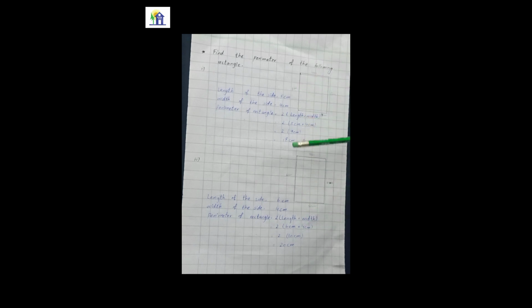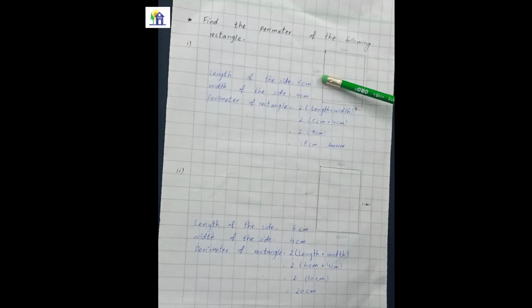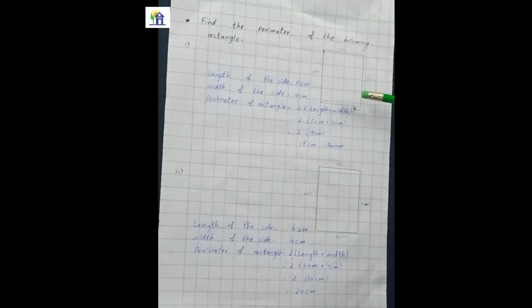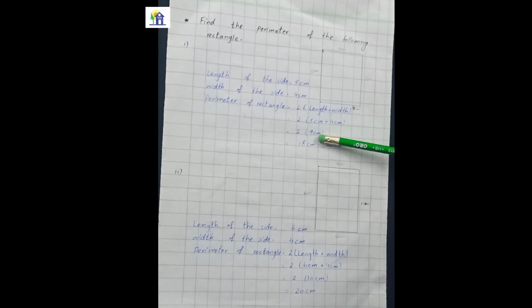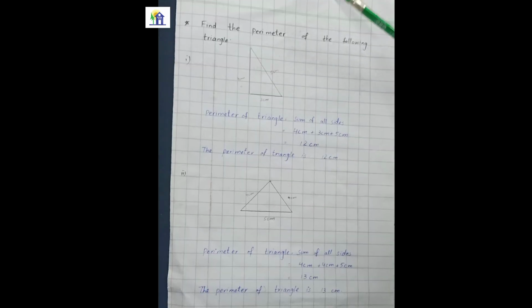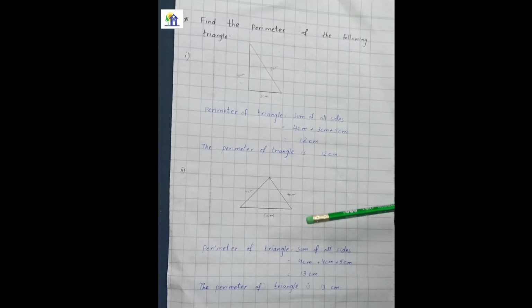You can solve this question the same way. Length of a side is 5 cm, width is 4 cm. Perimeter of rectangle is 2 bracket length plus width. 2 bracket 5 cm plus 4 cm is equal to 9 cm, and 9 multiplied by 2 is equal to 18 cm. Find the perimeter of the triangle. You can solve this question the same way.